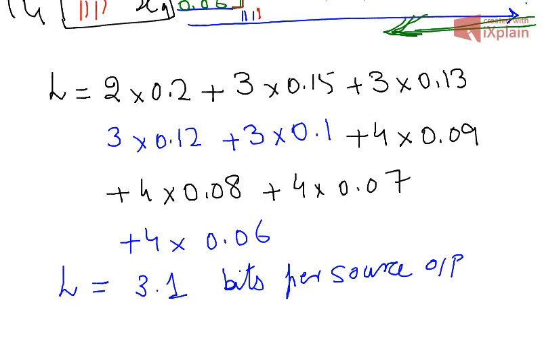Similarly, the other technique which we used, using 4 bits of memory, requires 4 bits per source output. And now after applying the Huffman coding, 3.1 bits per source output are required, which is the minimum, which is less than the other two.